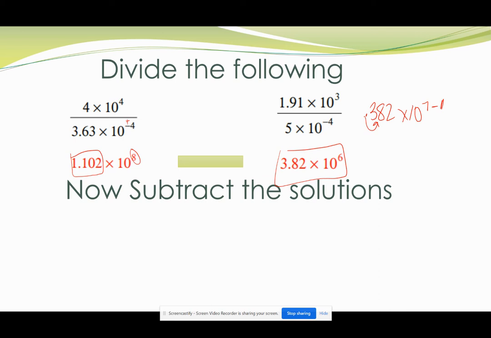Now we want to subtract the solutions. So we want to get the 6 to become an 8, because once again, 6 is less than 8. So we add 2. When we add 2, we move it over to the left. So we do 1.102 minus 0.0382. And get 1.0638 times 10 to the 8th power.